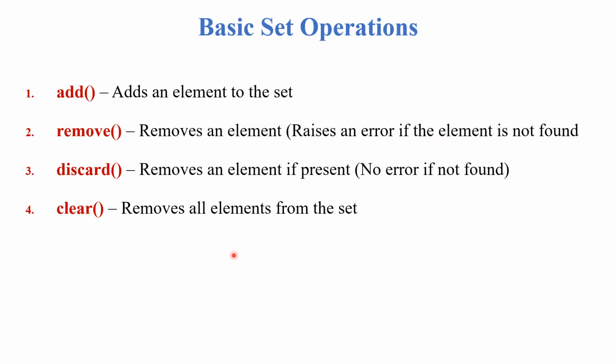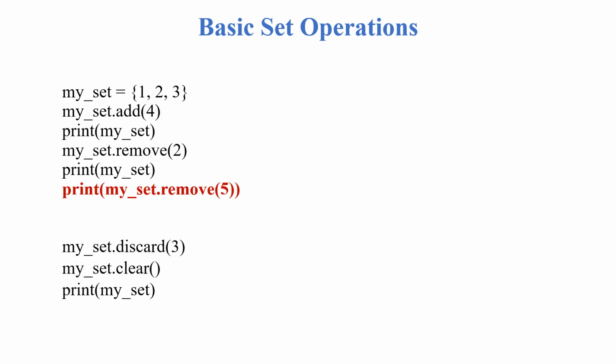We can perform some basic operations on a set: add, remove, discard and clear. Add adds an element to the set. Remove removes an element; carefully observe, it raises an error if the element is not found. Discard removes an element if present, with no error if not found. You should remember the difference: discard does not throw any error. Clear removes all the elements from the set.